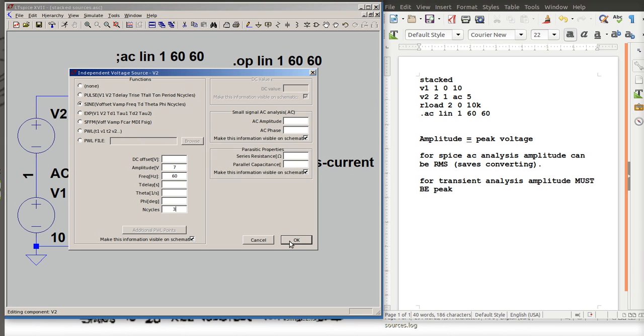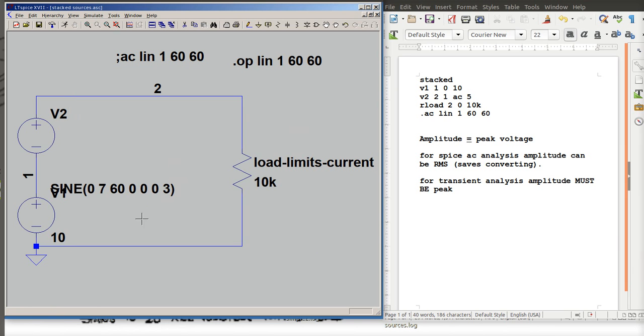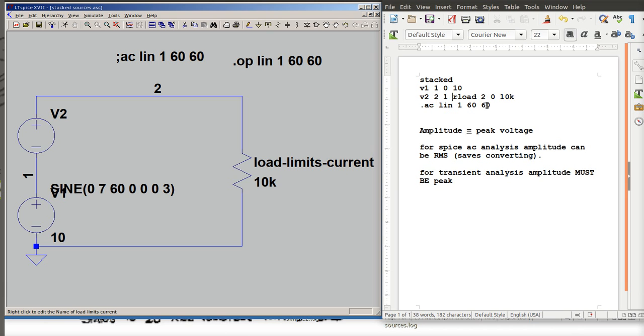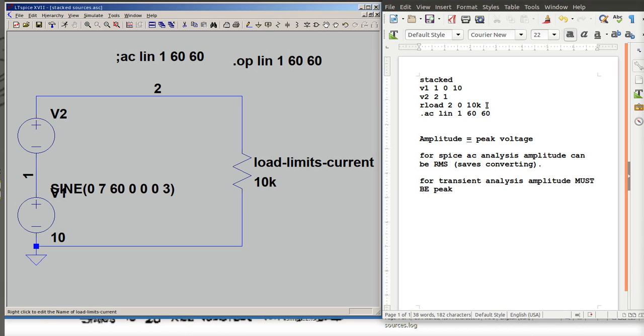I have to change my V2 to be a sine function before I can do transient. And so what happens is V2 has changed on me. It's still between 2 and 1, so V2 space 2 space 1 space. But now instead of AC 5, it is SINE, S-I-N-E, open parentheses, 0, 7 for amplitude, 60 for frequency. The 3 we left blank are all represented by zeros and 3 cycles.